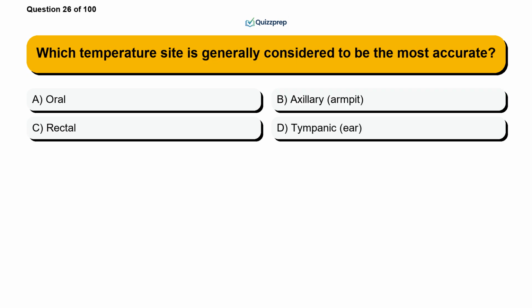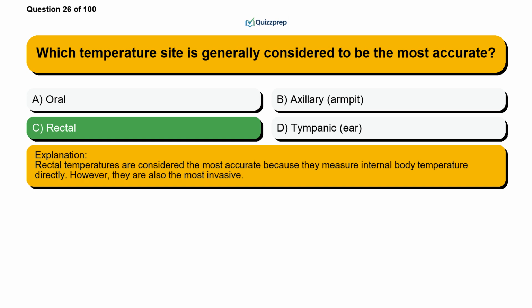Question 26. Which temperature site is generally considered to be the most accurate? Option A, oral. Option B, axillary, armpit. Option C, rectal. Option D, tympanic, ear. The correct answer is option C, rectal. Rectal temperatures are considered the most accurate because they measure internal body temperature directly. However, they are also the most invasive.